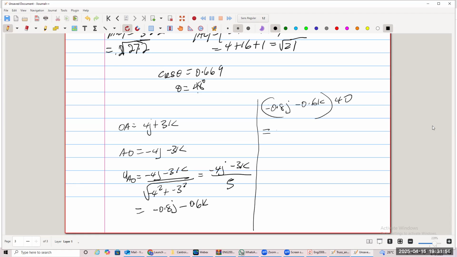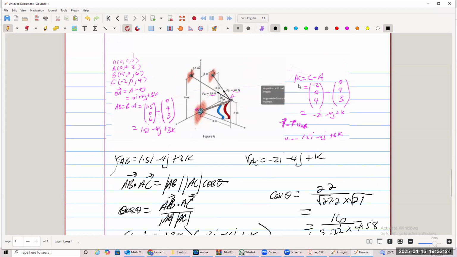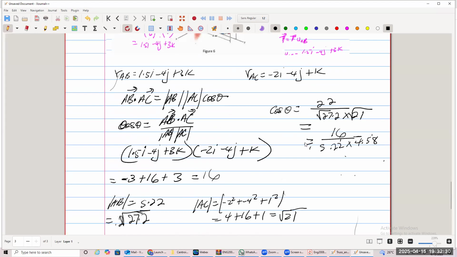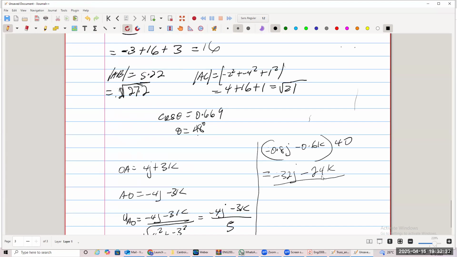Times 40. Calculator gave me an error. All right. So that would be minus 32 J, and what is 0.6 times 40? That is 24. Okay. All right, so that is one way to do it. You could go ahead and do it the other way by multiplying it by the vector form of it. So you get 2 different answers depending on the approach you have taken.